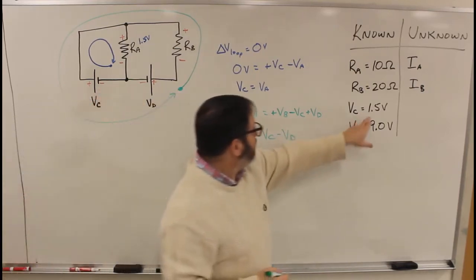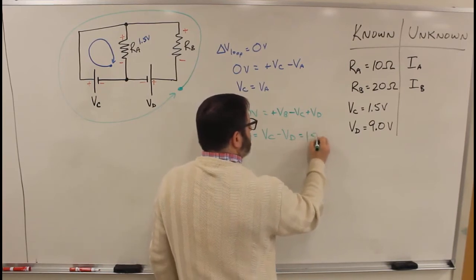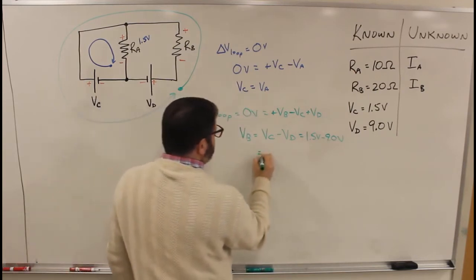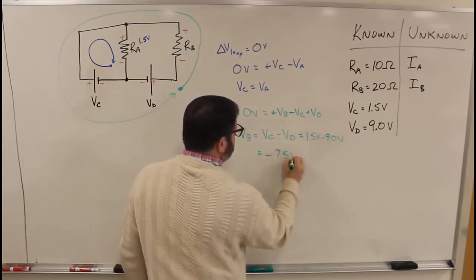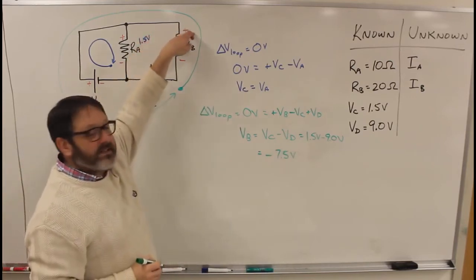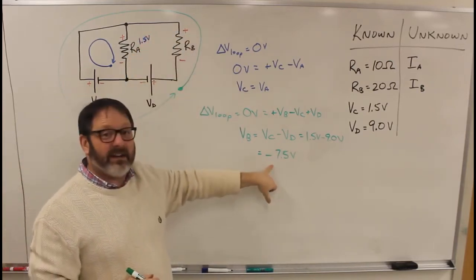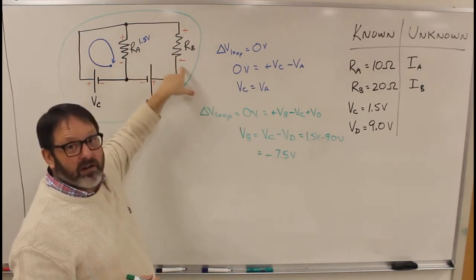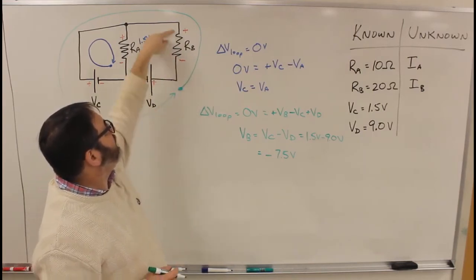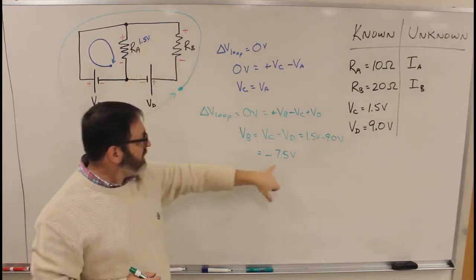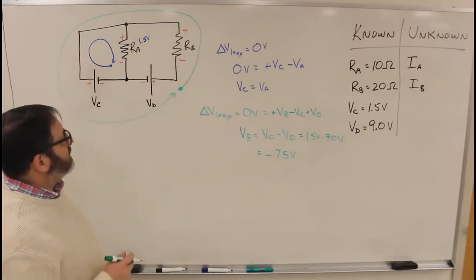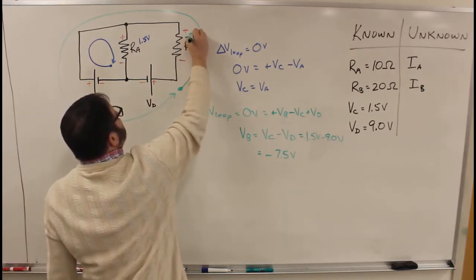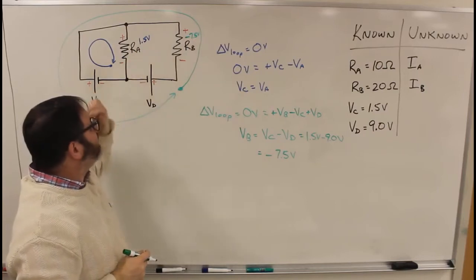VC, that is 1.5 volts, minus 9.0 volts. So VB is negative 7.5 volts. I chose plus here and minus there, and then I ended up with a negative number. That means my initial guess about which side is more positive than the other was wrong. So in fact, this is the positive side of the resistor, and that's the negative. And there's 7.5 volts across it. Alright, so now I've found this one, negative 7.5 volts from that plus to that minus.